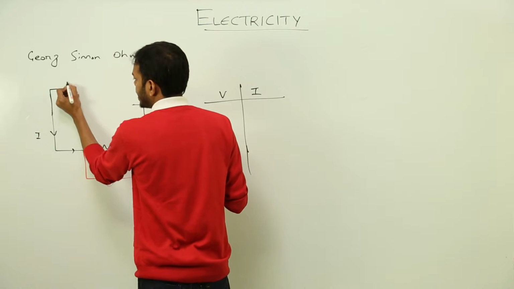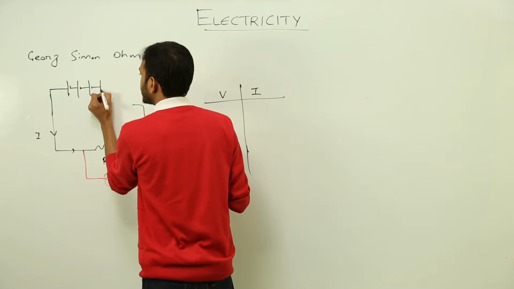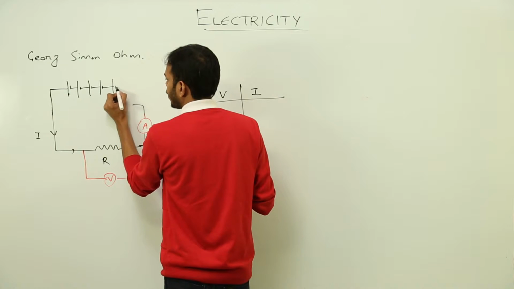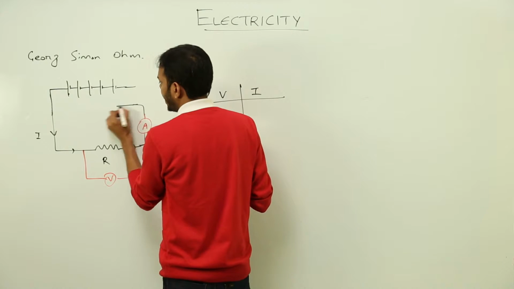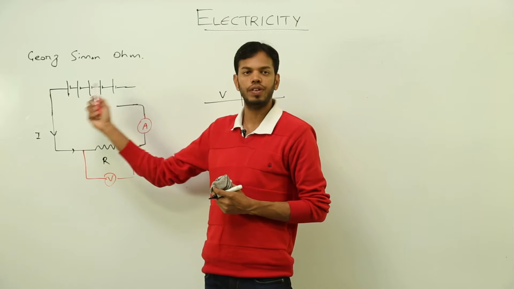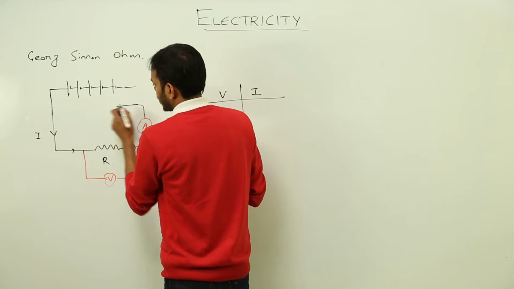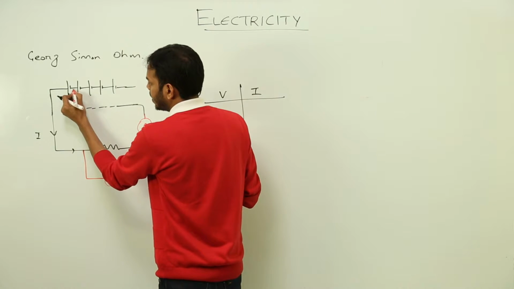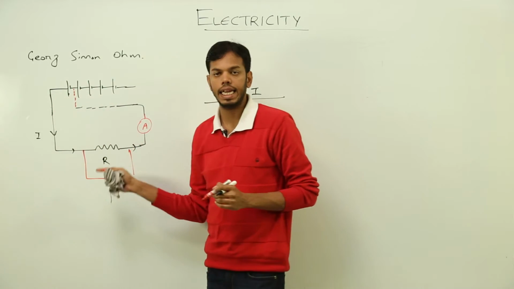Instead of one cell, he put a number of cells. For now, I'm drawing only 5. This part was kept free so that it could be connected anywhere between these cells. That means if I connect it here, the circuit is completed only with one cell into the picture.